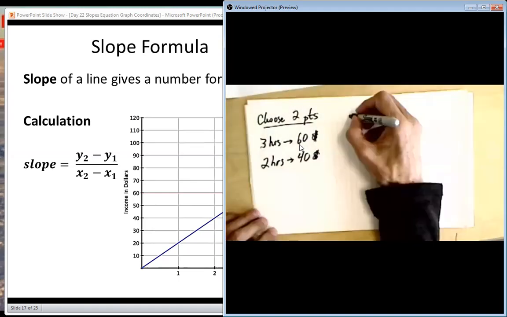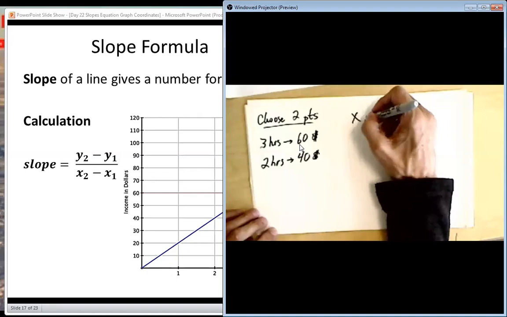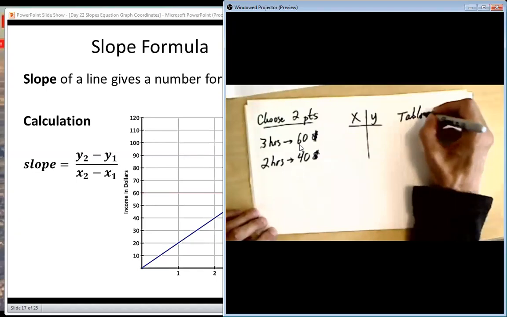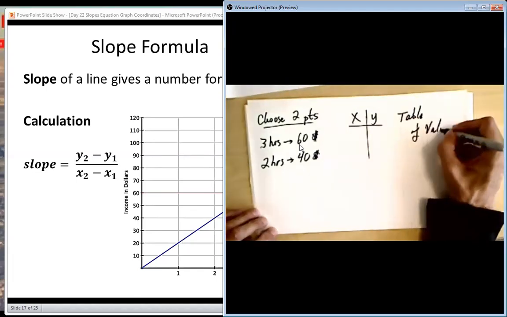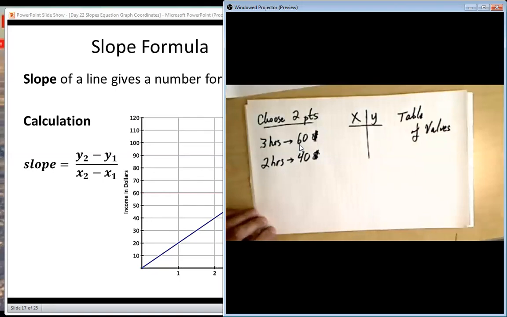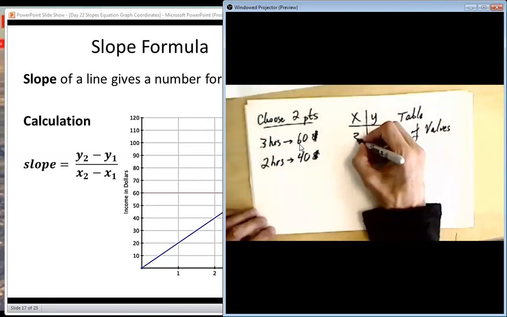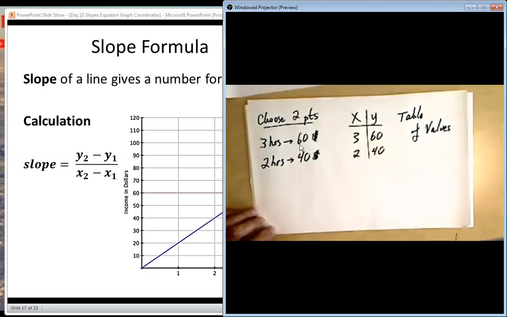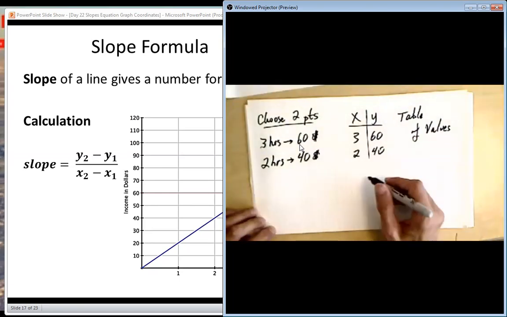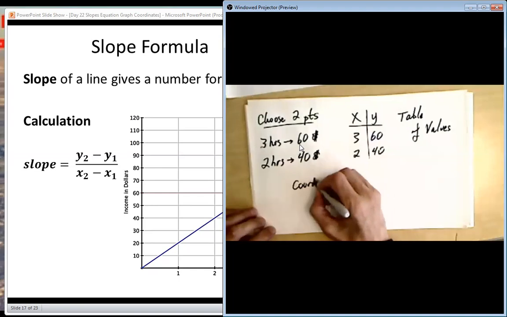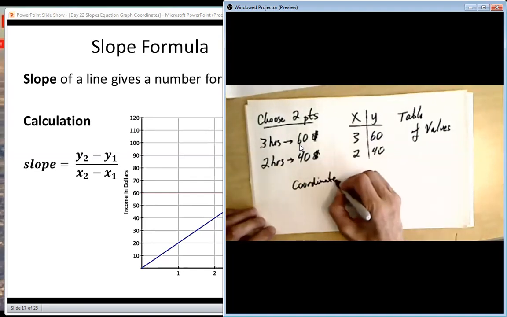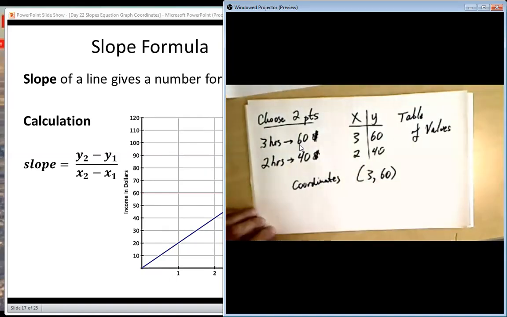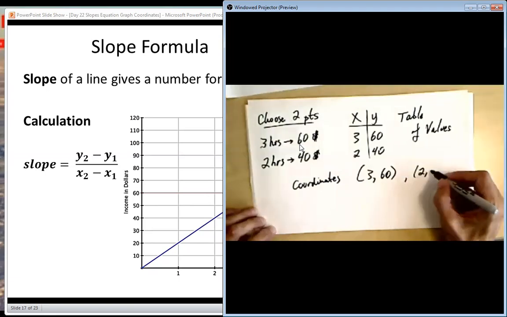So I'll show you a different style. This is called a table of values. You might see it like this. Table of values like that. So when X was 3, Y was 60, and when X was 2, Y is 40. I just want to show you a different style again. Like this will be coordinates then, right? Like we've seen already. So the X comes down. 3 and 60 will count as 1 point. And then 2 and 40 count as the other one.